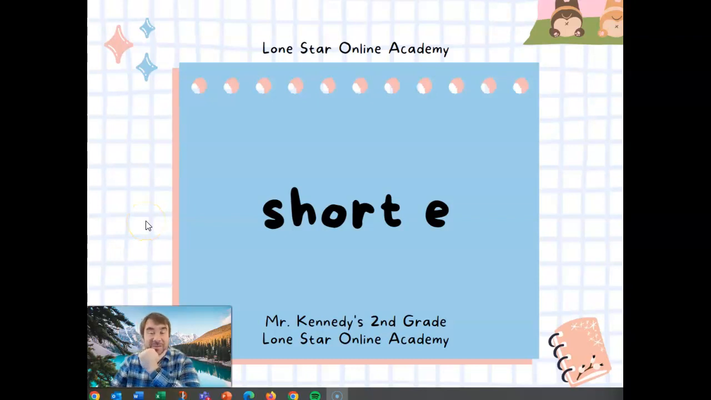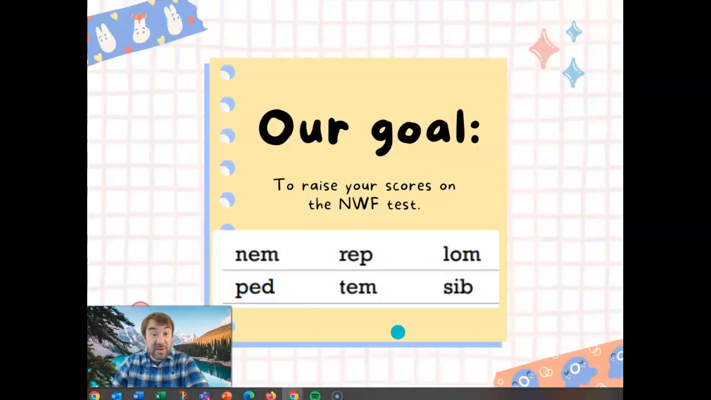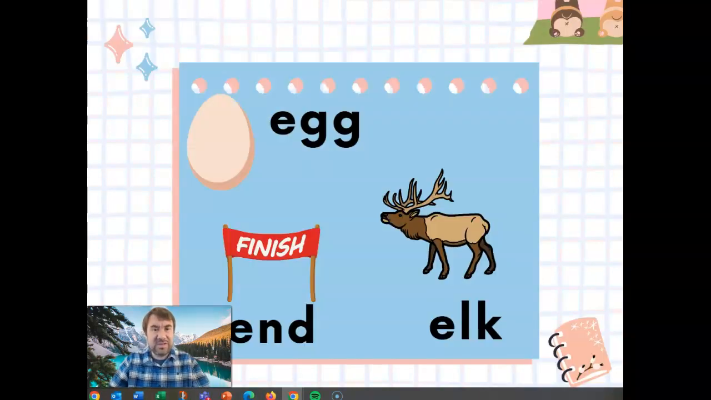Hello students and welcome back to our next lesson on the short E sound. This is our third lesson today, so if you haven't watched the first two, make sure to go back. And just to remind you, we're doing this to raise our scores on this test called NWF, which is nonsense words, and words like this, nem, tem, lom, that we want to say correctly, even though they're not real words that make sense.